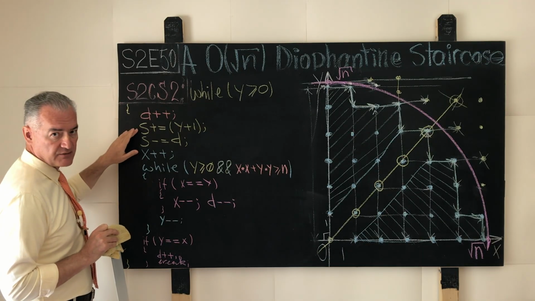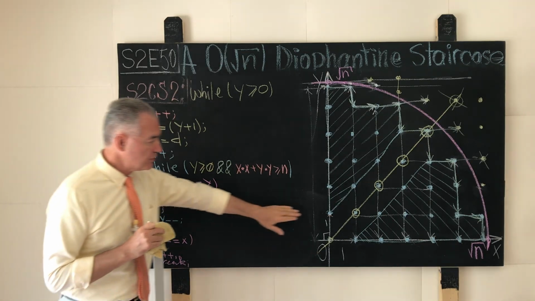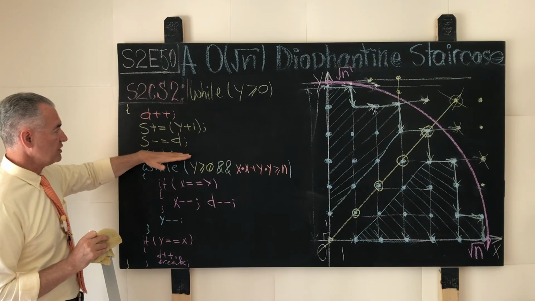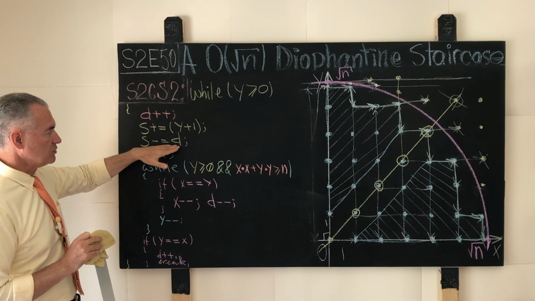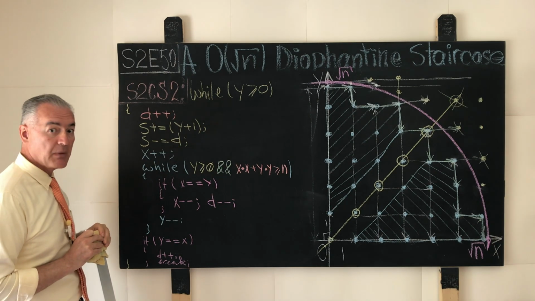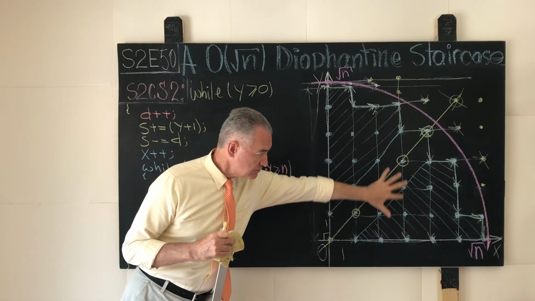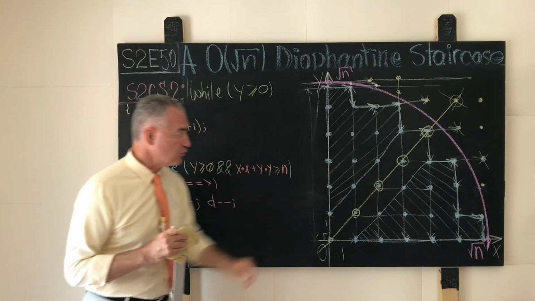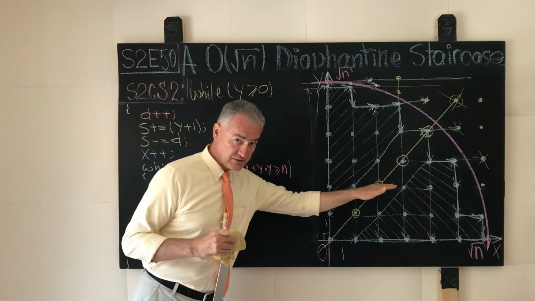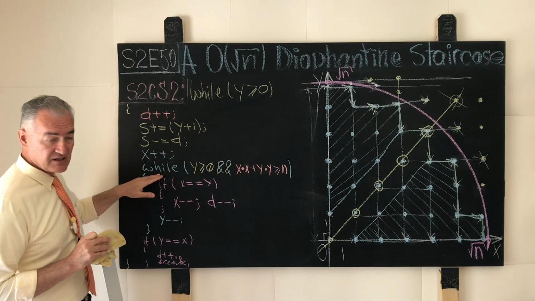The variable s stores the number of all the blue points that sit above this diagonal. That is done over here, and it is balanced with the minus equal d, which is basically saying s equals s minus d to balance things out, because we want to subtract the points below. We only count the points above. X plus plus is the same. We step right by one column, and then the while loop that you saw before is exactly the same.